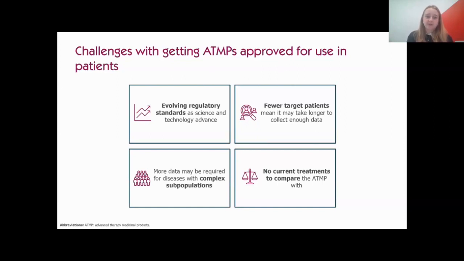Many of these conditions also have really specific subgroups that have specific needs and even possibly specific genetic causes for the disease, which might mean that the patient population, given how heterogeneous it is, studies need to be run separately depending on the subgroups. Overall, advanced therapies have a relatively higher degree of uncertainty compared to other treatments, primarily because of their novelty. They haven't been around that long.